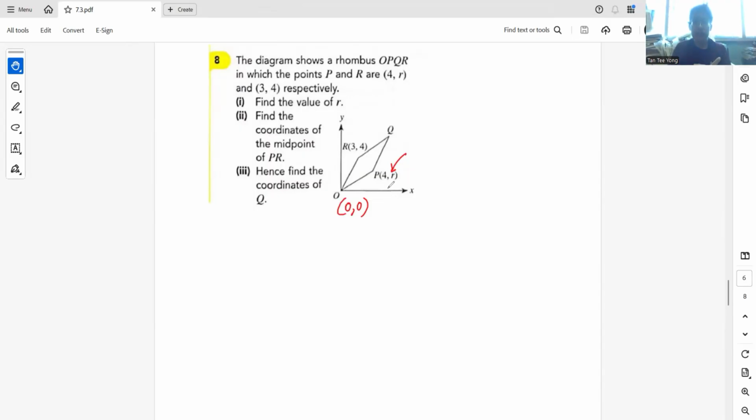First things first, because this is a rhombus, it means that all the lengths are the same. So that means we can say that OR is equal to OP. Why? Because it's a rhombus.